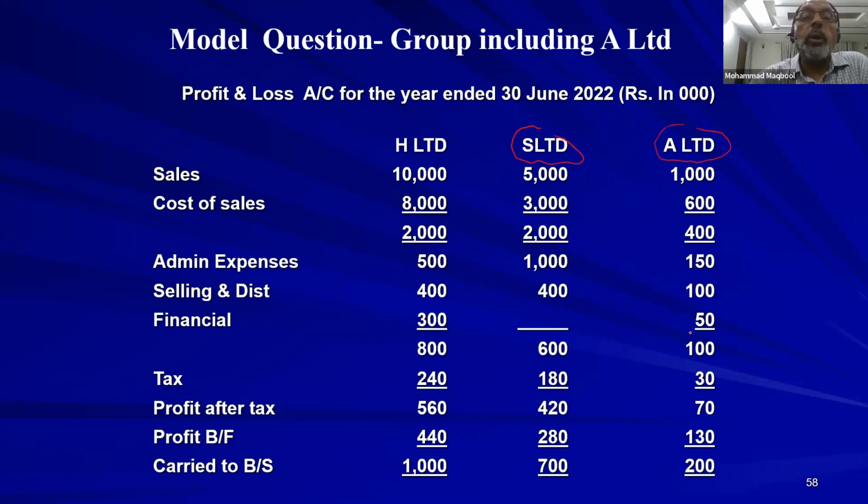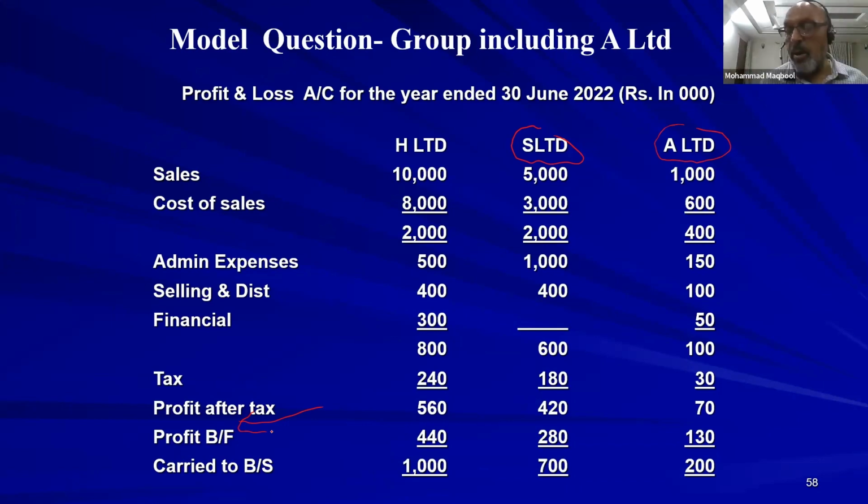We are told each company's sales, cost of sales, admin expenses, selling and distribution expenses, and finance costs. Only one company is an interest paying company, and the subsidiary is not. The associate is also interest paying, and there's a tax, and there's profit after tax. Let's say there's no other comprehensive income. Had there been any comprehensive income, it should have come at this place. Then, in order to reduce the size of the question, I brought here the profit brought forward from the previous period, and then this figure comes, which is the carried forward balance of each company.